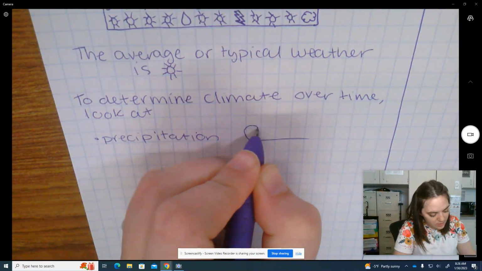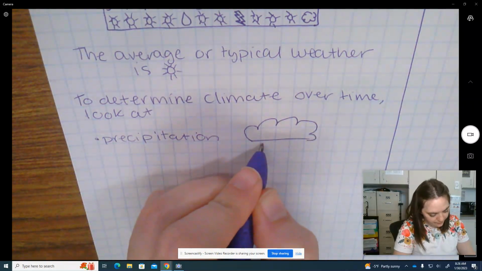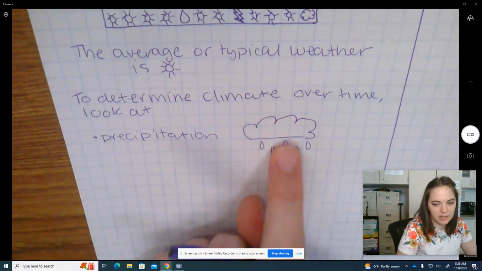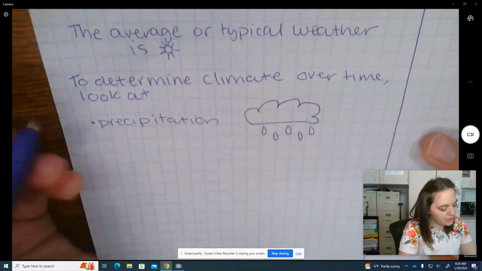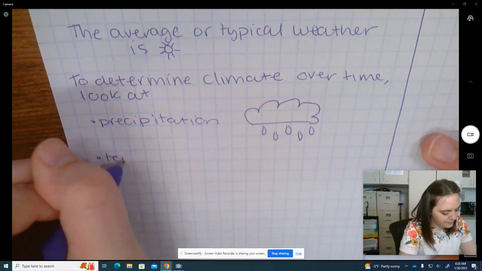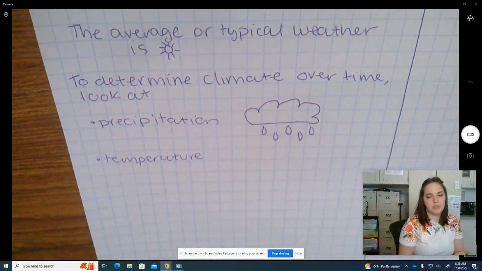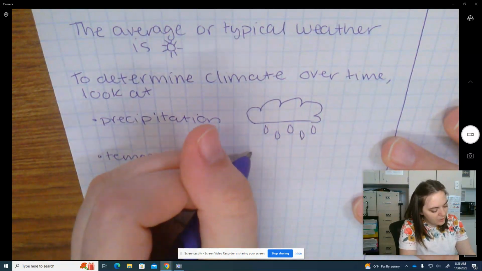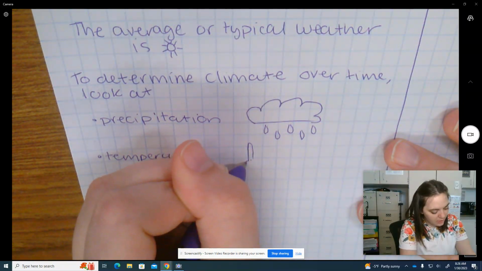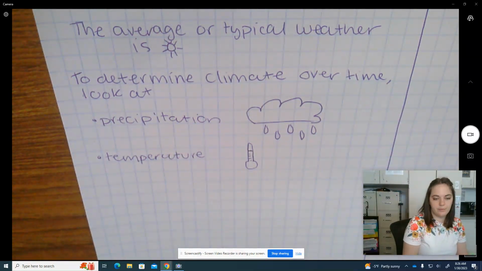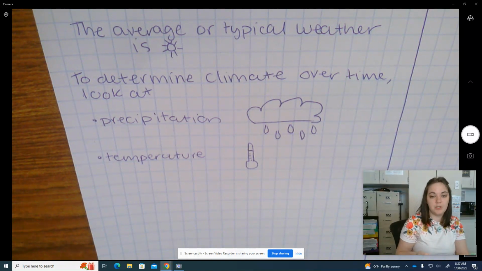And to remind us of what precipitation is, go ahead and draw a little rainy cloud. Doesn't have to be super pretty, but enough that you can tell what it is. The other thing is temperature. Temperature, so how hot is it or how cold is it in that area? And to remind us of what temperature is, I'm going to draw a little thermometer. So precipitation and temperature are what we look at to determine climate of a certain area.